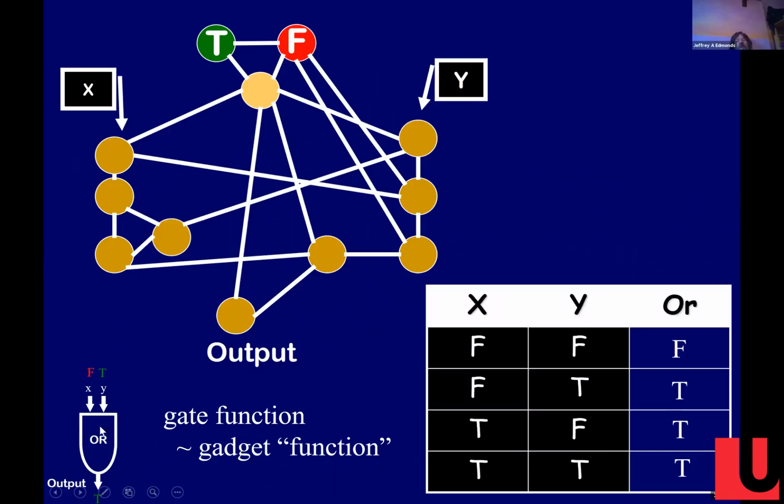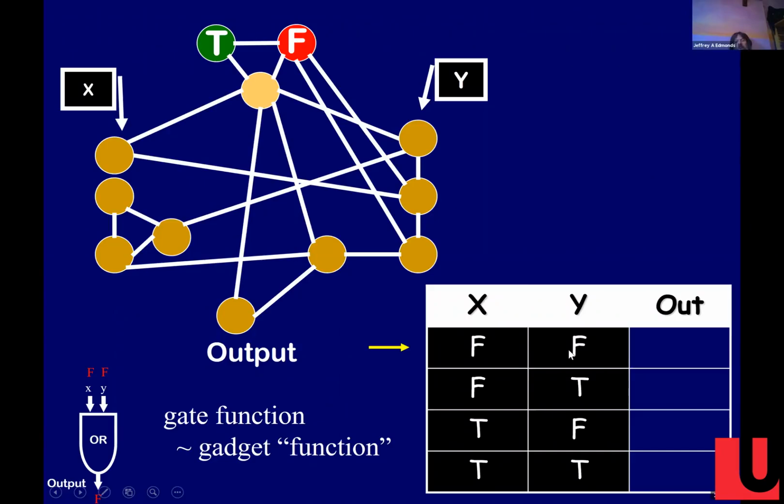Well, what does an OR gate need to do? False, false has to give you false. And if any of the inputs are true, you have to get a true output, right? That's what an OR gate does, right? Everybody buy that? So let's think about how it computes.